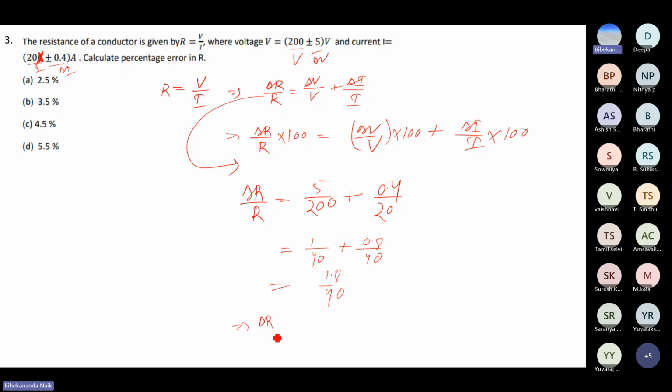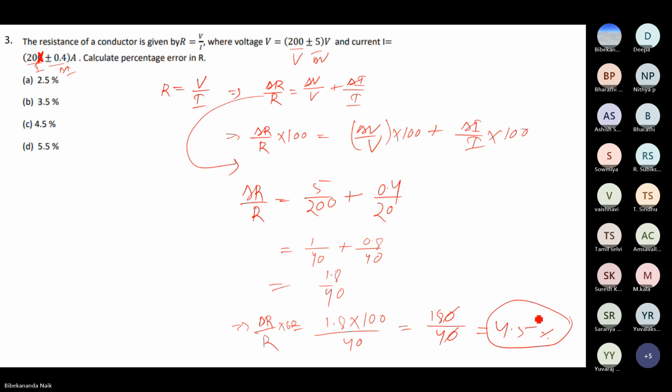So delta R by R into 100 will be 1.8 into 100 by 40. It will be how much? It will be 180 divided by 40. It will be how much? 4.5%. Is it not? So the correct answer is 4.5%.